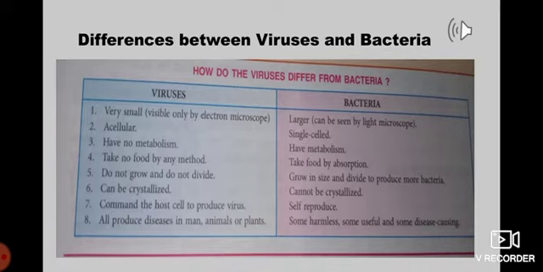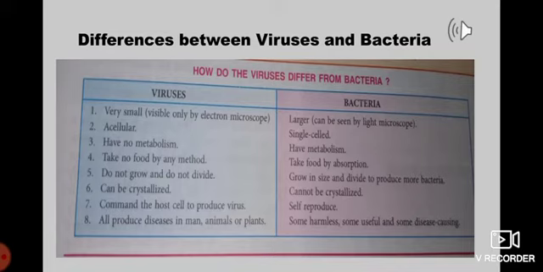Seventh, viruses command the host cell to produce viruses. Already mentioned, it will sit on the host, and when the virus gets inside the host body, it will just hijack the metabolism of the cell. It will become the master of the cell. Now whatever the virus commands, the cell is going to perform that. That means it will hijack the cell's metabolism and it will multiply itself, increase its number.